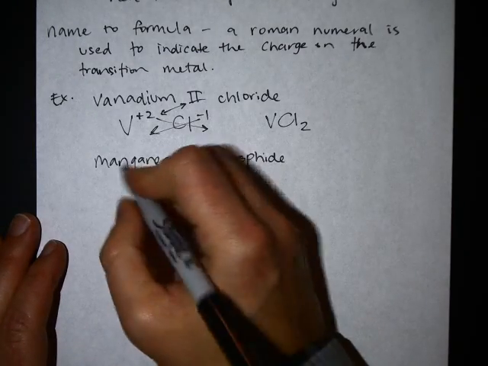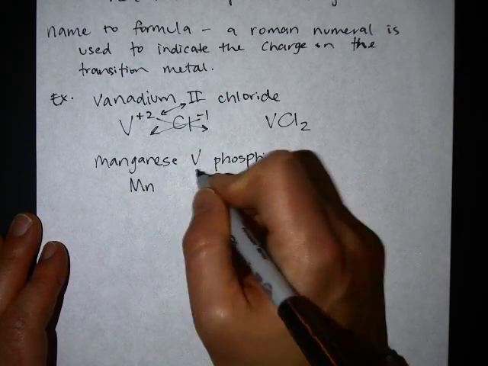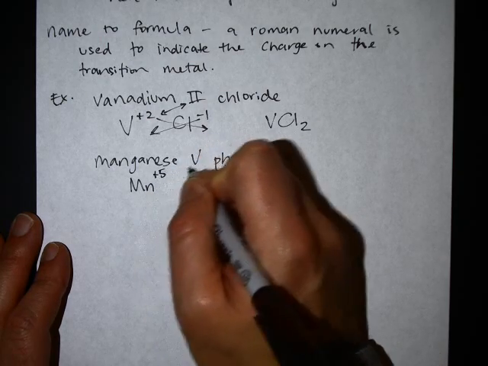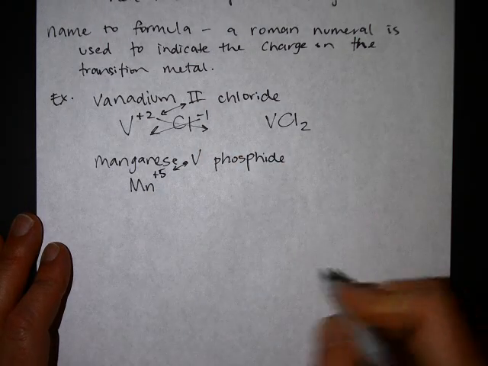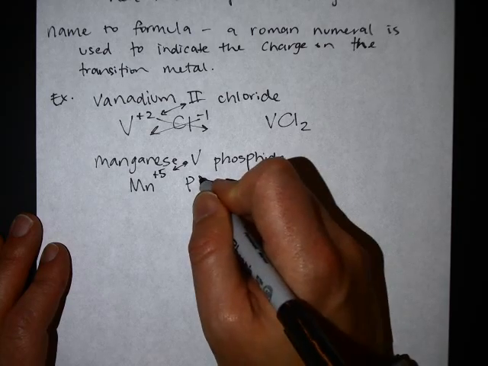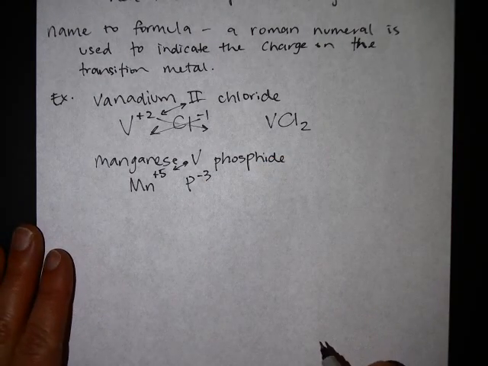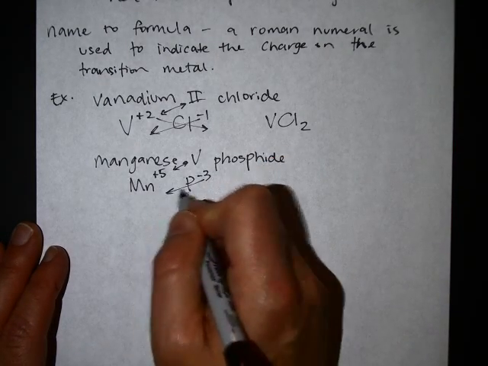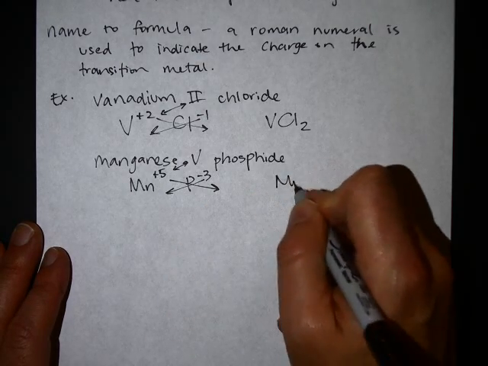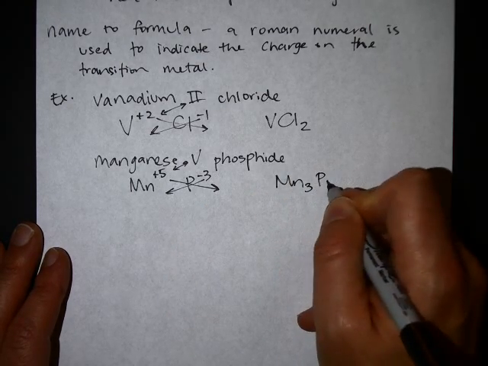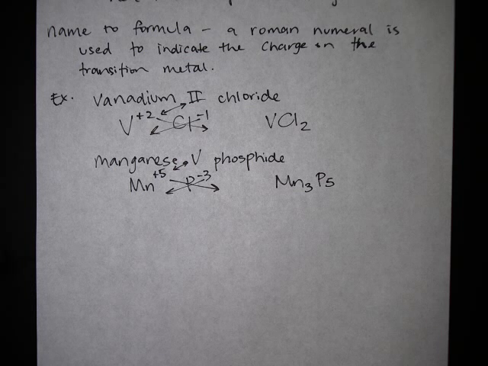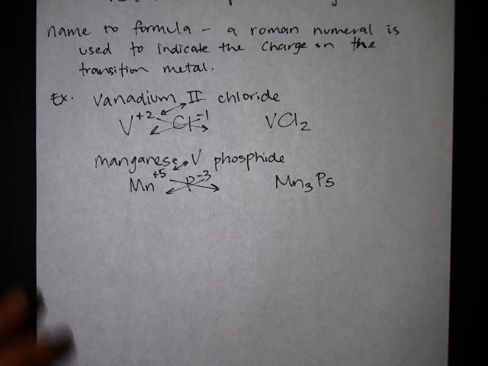Again, follow the rules. Write the charges out first. Manganese is Mn. The 5 is the plus 5. That's what that means. Phosphide is phosphorus. You can look it up. It's got a negative 3 charge. You still crisscross. Take the 3 and put it there. Take the 5 and put it over there. You get Mn3P5. How many of you had Mn3P5? Hey, super. Great. Okay. Proud of you.